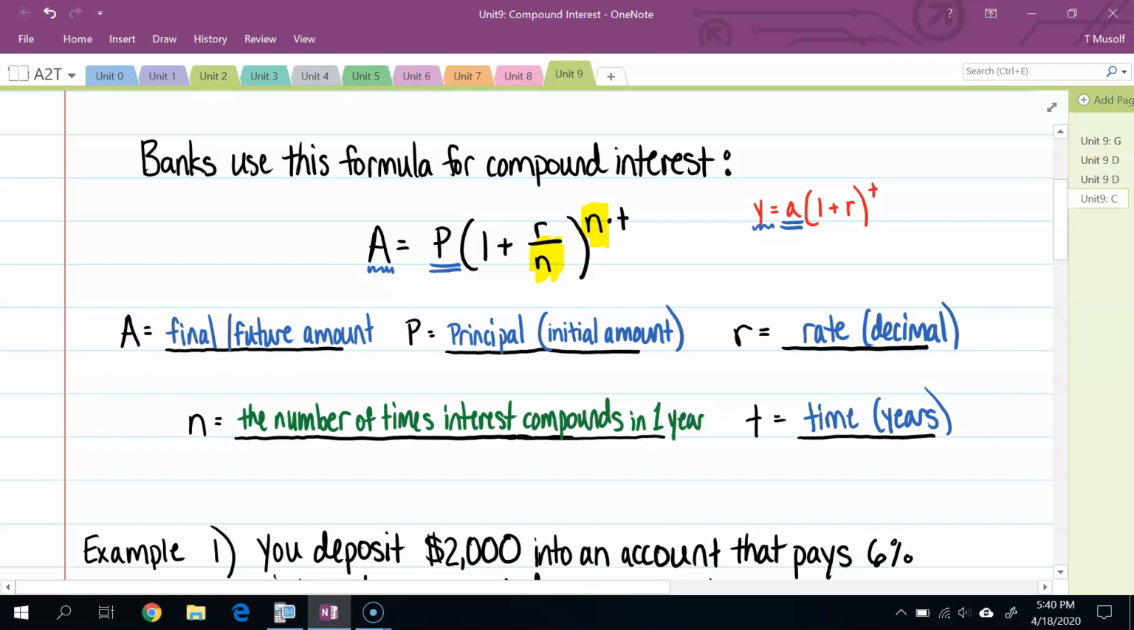Okay, so there will always be a key word in every problem you do that tells you how many times it's going to compound in a single year. For example, if I said it was going to compound monthly, you would think, how many times in a year would that be if it happens every month? Well, there are 12 months, so that'd be 12. So that's the kind of thing we're going to think about with n.